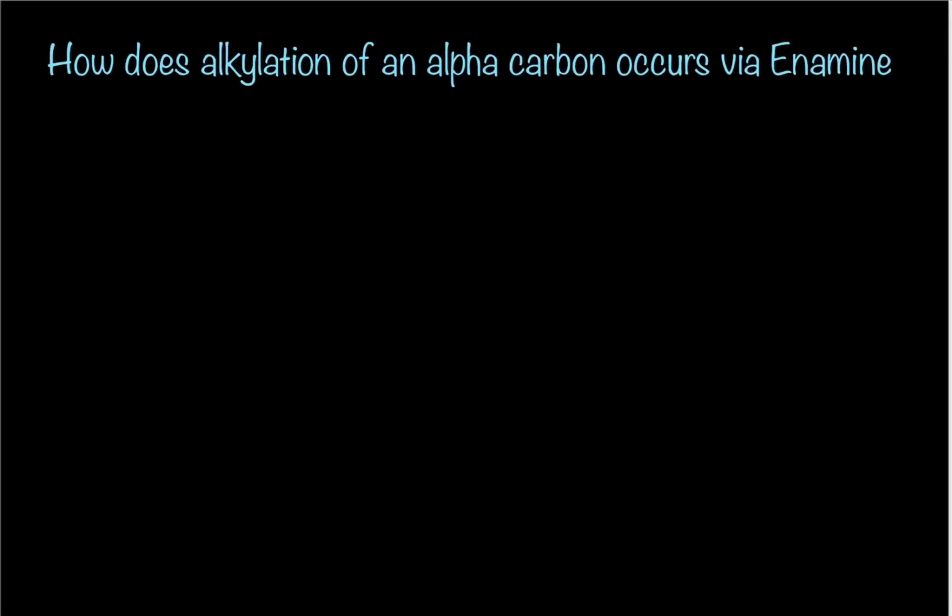How does alkylation of an alpha carbon occur via enamine? Again, the first step is going to be the formation of the enamine. So you take a carbonyl compound, react it with a secondary amine, and then get the enamine. And in the next step, you react it with an alkyl halide, followed by hydrolysis.